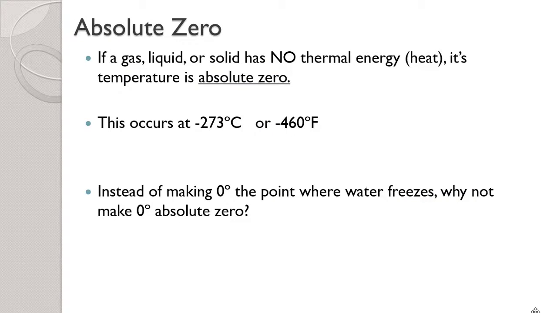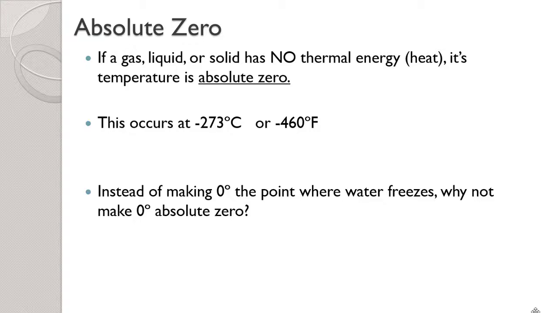But there's two other important scales that are based on the idea of absolute zero. Whether you're talking about a gas, a liquid, or a solid, the thing that determines its temperature is its thermal energy. And if you let something cool completely off, and that's possible, that is to say, if it has no thermal energy or no heat, then that temperature would be absolute zero, the coldest possible temperature. Now that occurs at 273 degrees below 0 Celsius, or about 460 degrees below 0 Fahrenheit.